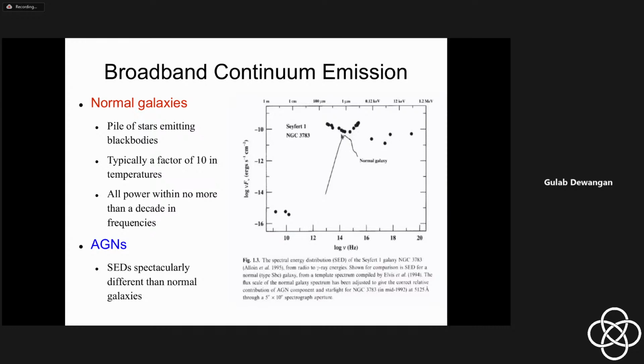And on the infrared side also it rises, but then depending on whether it is a radio loud AGN or radio quiet AGN, there's the radio power. They are radio emitters, but sometimes radio emission can be higher, sometimes it can be lower, depending on the radio loudness parameter. Okay, so this is the difference between the spectral energy distribution of normal galaxies and active galaxies.